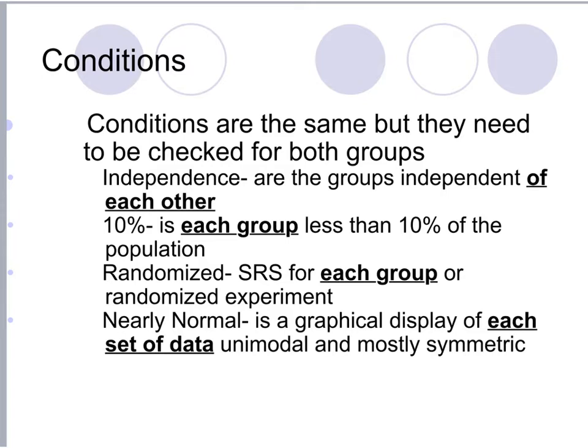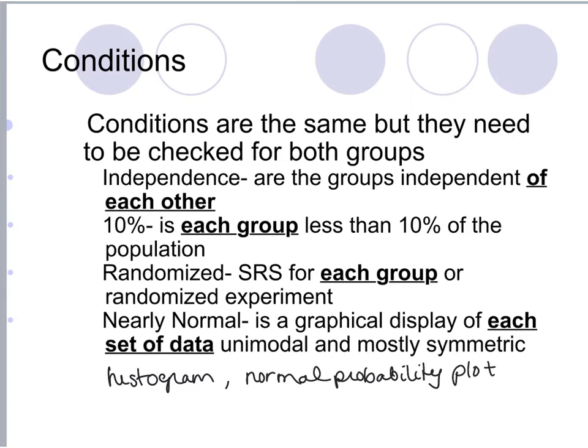And then nearly normal, you have to look at a graphical display of each set of data. So you should have two graphs in this one. It's either a histogram, that's usually the better one. Histogram, dot plot, stem and leaf display, you probably don't want to spend the time to make those, or the normal probability plot. The normal probability plot is the last one in your stat plot menu. And then you have to draw both of them. Sketch both of them. Don't just look at the calculator and say, oh, it's met.